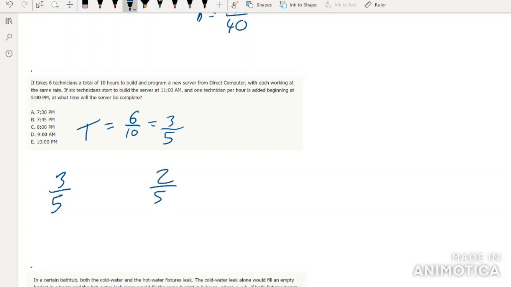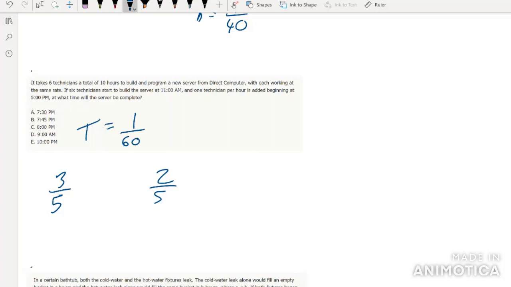And then in the next hour from 5 p.m., how much is done? Well, we've got, oh wow, I made a big mistake at the start. 1 technician is not 6/10. 6 technicians take a total of 10 hours, so 1 technician would take 60 hours. T is 1/60. There we go.